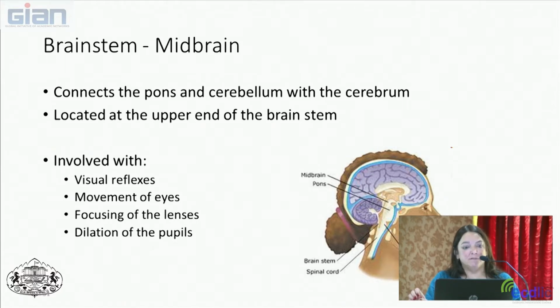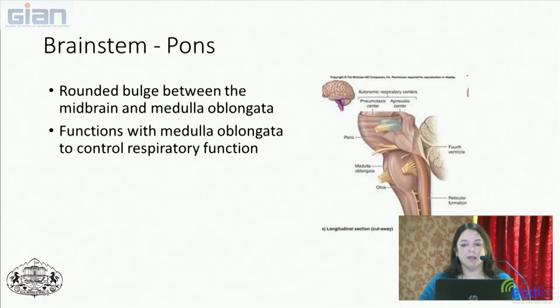The midbrain of the brainstem is involved with visual reflexes, movements of the eyes, focusing of the lenses, and dilation of the pupil. So again, these are autonomic functions that keep on going even though we're not consciously aware of them. The pons is the mid portion of the brainstem. It's the rounded bulb between the midbrain and the medulla oblongata, which is the bottom portion of the brainstem. And this functions with the medulla oblongata to control respiratory functioning.